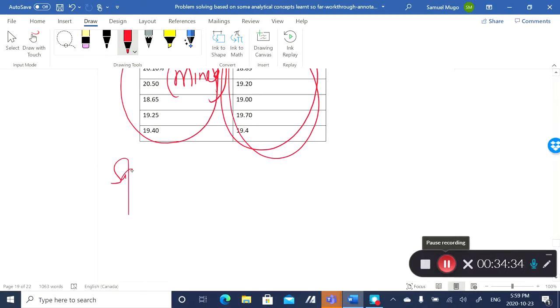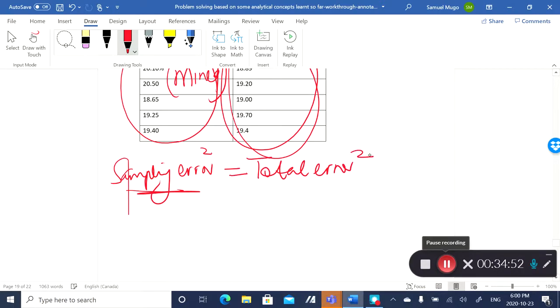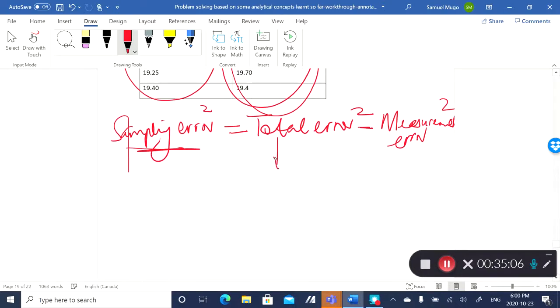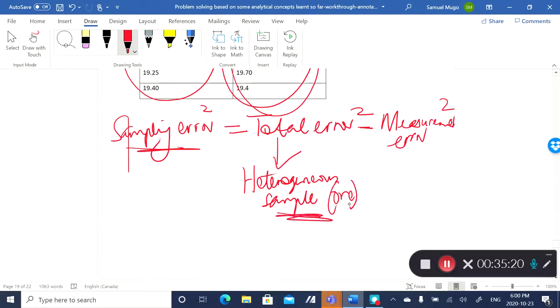So remember our relationship, and you can check the notes: sampling error squared, or the standard deviation really, because error is a standard deviation, is equal to the total error squared minus the measurement error squared. Now we know that this one is obtained from a heterogeneous sample. In this case, the mining, because it's a sampling, it's a real sample. Whereas this one, I just did it in the lab. I took a pure standard of iron. And so this one is obtained from a pure standard, referring to this data set. Okay. And so how do you calculate this?